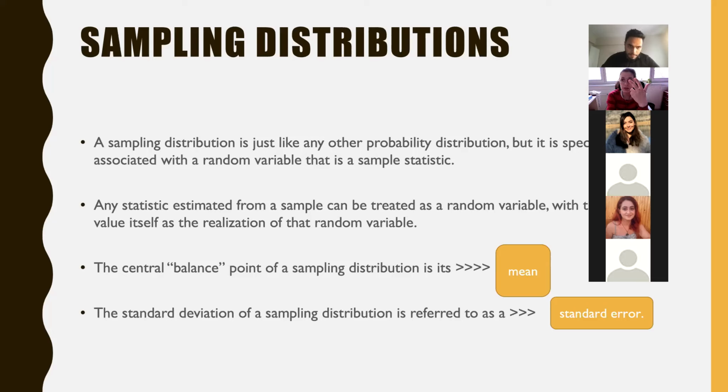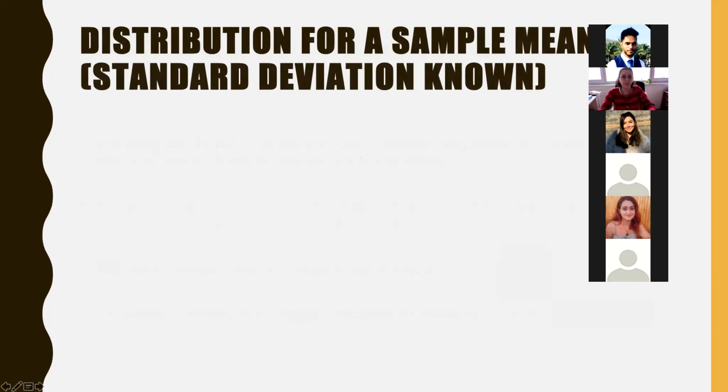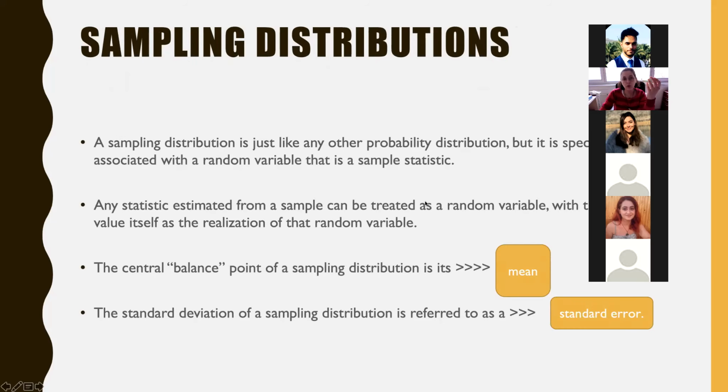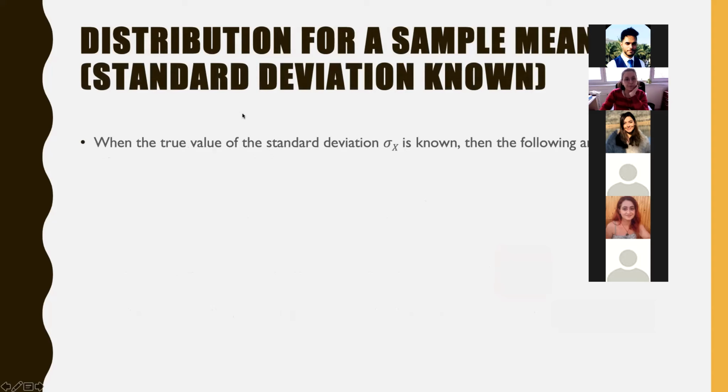The theoretical formulas for various sampling distributions therefore depend on the original probability distributions that are assumed to have generated the raw data, and on the size of the sample itself. So the sampling distribution and also the size of your data are really important in here. If you are looking for the distribution for a sample mean, when the true value of the standard deviation, which is sigma x, is known, then the following are true, okay? Here is my standard deviation. In this case, you are assuming that you know the true value of the standard deviation.